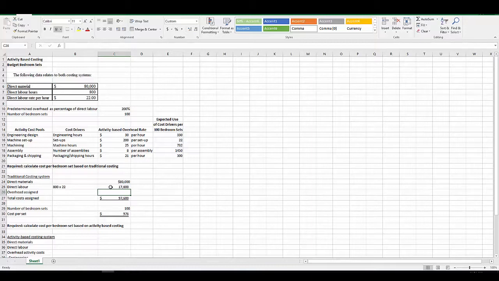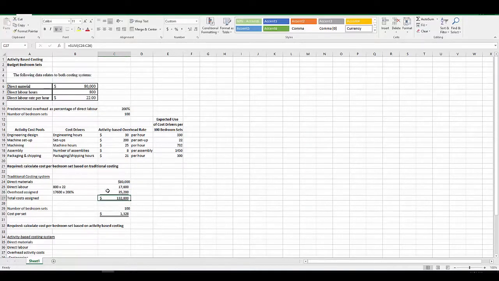So basically you're going to take your 17,600 and you're going to multiply that by the 200%. So when you go over here, you are going to basically be calculating this as your 17,600 times 2. That will give you 35,200. Total cost assigned for materials, labor, and overhead, 132,800.